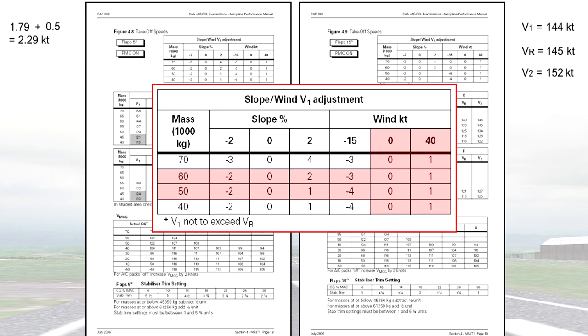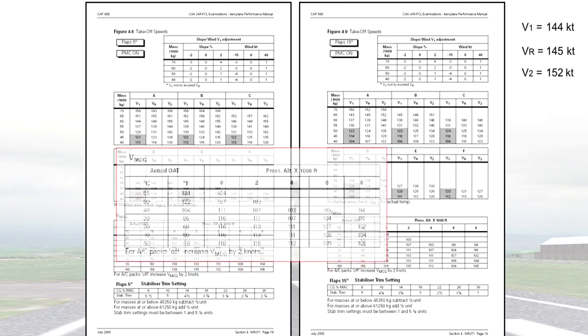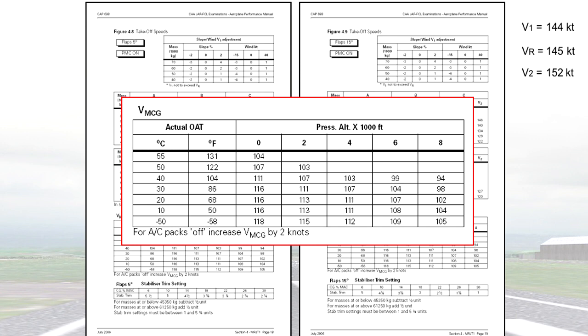Having finished with V1, VR, and V2, there are two other speeds to check through. The first of these is VMCG. Looking further down the page, you can see the table for calculating VMCG. Using 25 degrees Celsius and 2,000 feet as our pressure altitude would make VMCG to be 112 knots. Remember from our theory, V1 must not be less than VMCG.